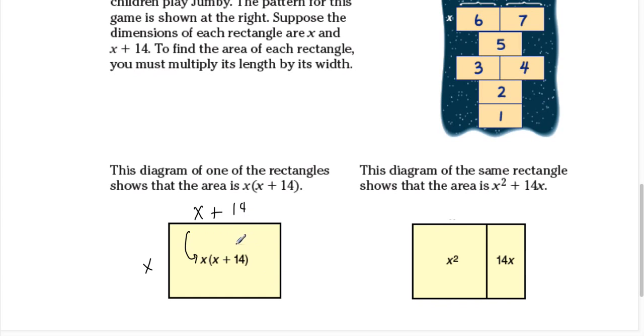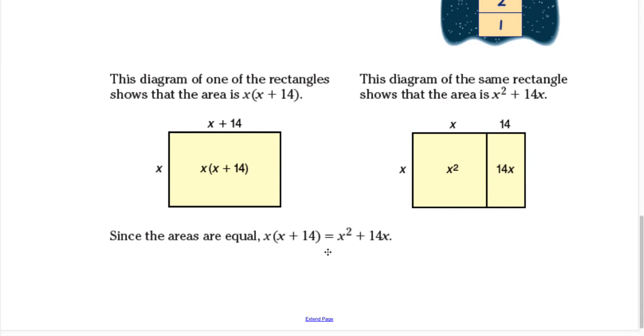Or we can break it down. This diagram, the same rectangle, shows the area x squared plus 14x. If I erase that and simply show you what that is right there, x plus 14 and x. This is the same one. Why? Because this can be x and that can be x, which will give you x squared. Remember our algebra mat. And this can be 14, and multiply that by x will give you 14x. So again, same product, same rectangle. Since the areas are equal, we know that x times x plus 14 is the same as x squared plus 14x.